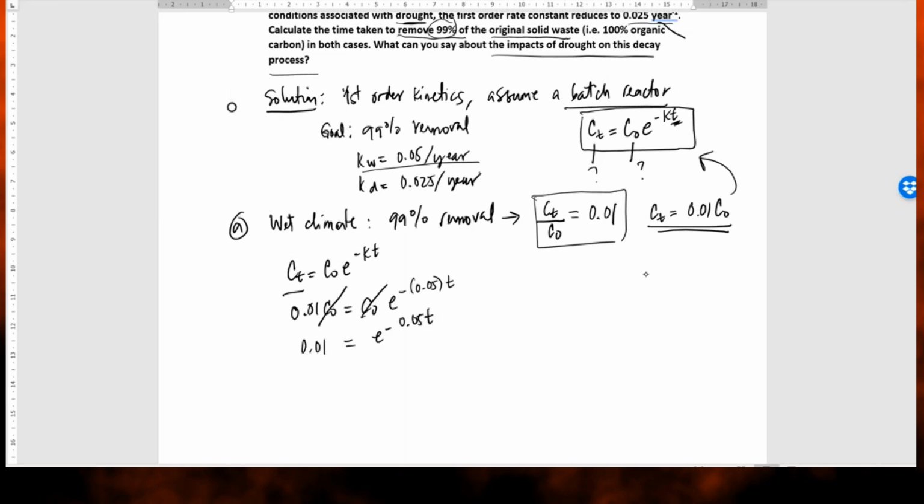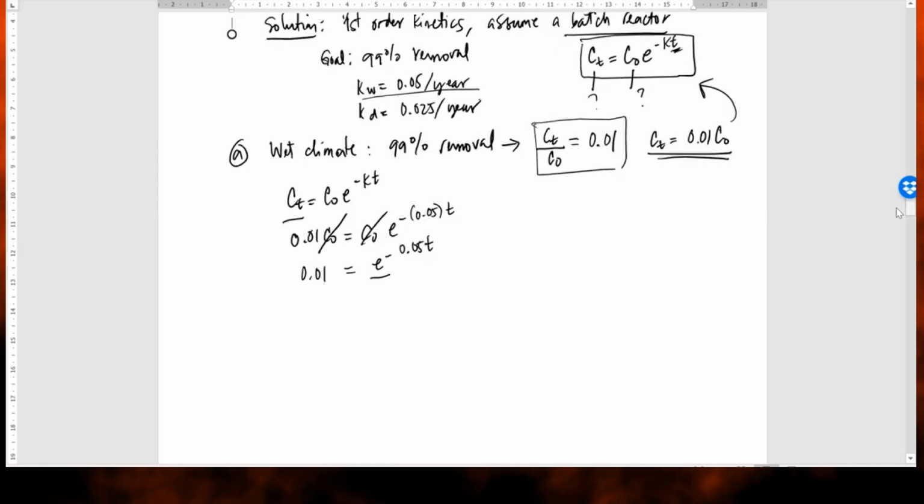So now what should we do? We need to convert this into the natural number here, so we have to apply the natural logarithm to both sides. So ln 0.01 is equal to minus 0.05 T, right? Now we have removed e by applying the ln. So we got T is equal to ln 0.01 over minus 0.05.